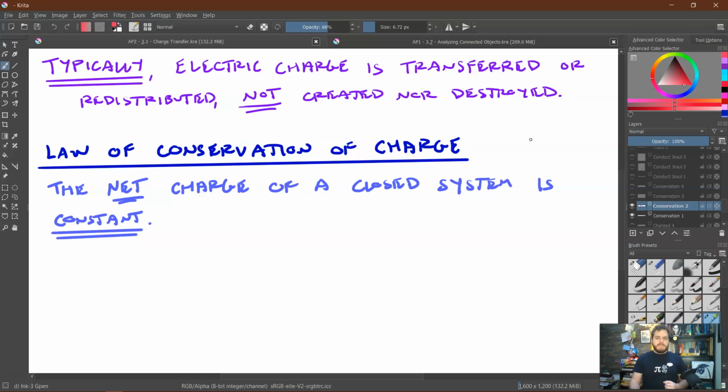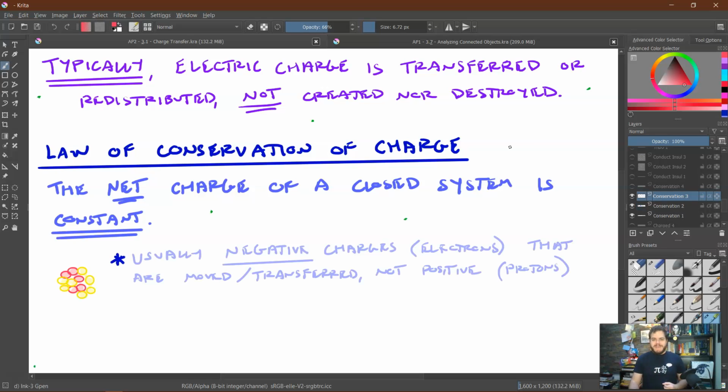Now, a couple things to keep in mind here. First off, usually it's going to be the negative charges, and specifically we're talking about the electrons, that are moved and transferred rather than the positive charges, which will typically be protons. Now, there's a couple different reasons for that. The first is that, if we look, for instance, pretend this is a nucleus here with protons and neutrons in it, and we have these electrons in the electron cloud, the electron orbitals outside the nucleus.